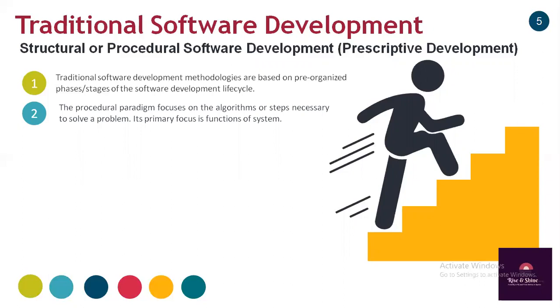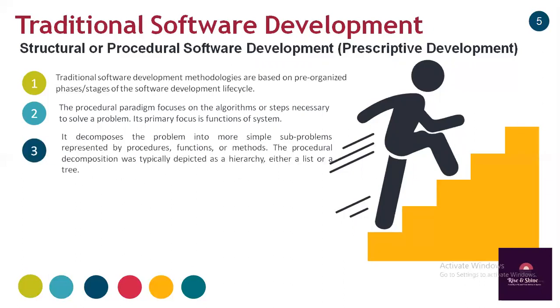What are the functions? What will the system do one after another? In this methodology, we decompose the main problem into simple sub-problems represented by procedures, functions, or methods. The procedural decomposition was typically described as a hierarchy, either just a list or a tree. That is, this function will call this, and again this. There is one root function or main function, and sub-functions, mostly data driven.